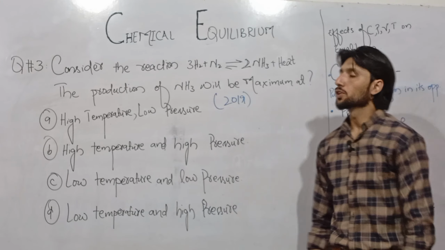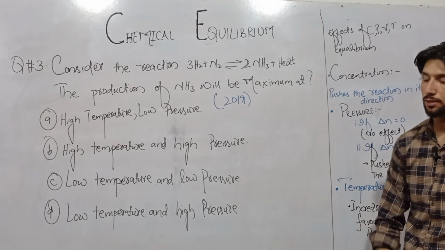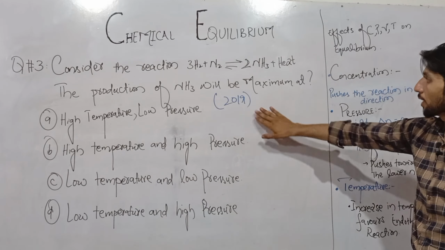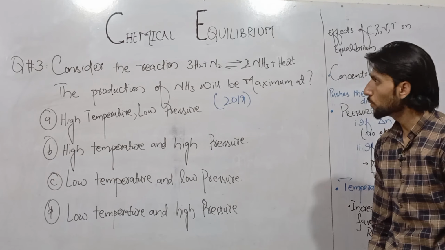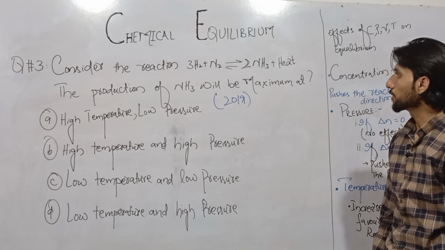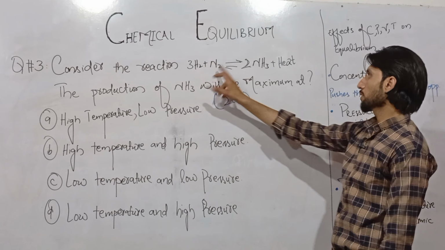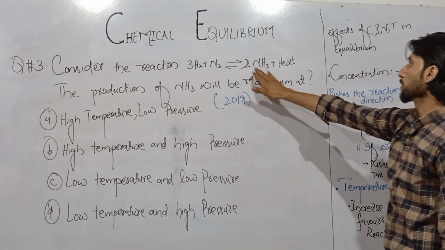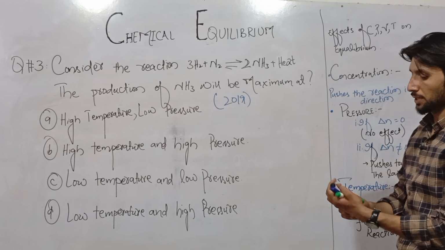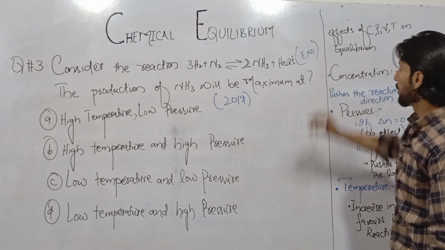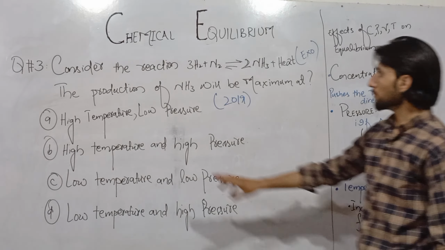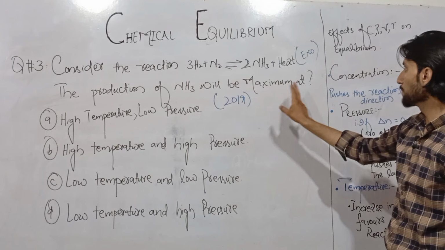First of all, you should look at the question and mark your answer. This question was posed in 2019. The question says, consider the reaction in which hydrogen and nitrogen combine to form ammonia and release some heat. Means this reaction is exothermic. The production of ammonia will be maximum at.